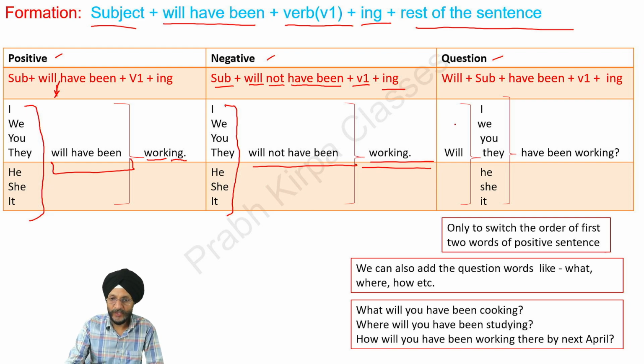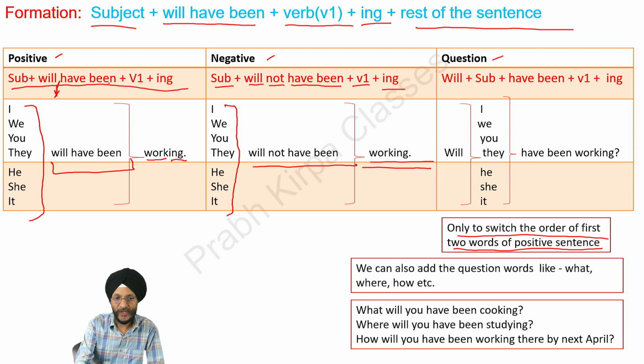If we talk about the question form of the future perfect continuous tense, we only have to switch the order of the first two words of the positive sentence. This is the positive sentence. We have only shifted the first two words with one another. Will takes the first place, and subject comes to the second place. Here you can see will has taken the first place. It is followed by subject, and the rest of the sentence remains the same.